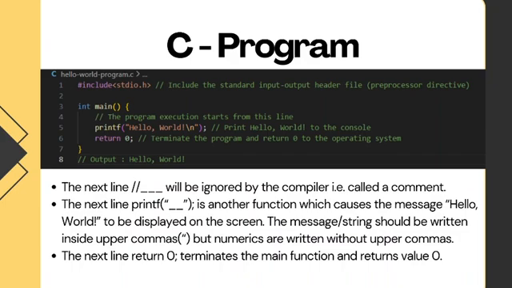The next line with the double slash will be ignored by the compiler, that is called a comment. The next line, printf followed by the brackets, quotes and a semicolon, is another function which causes the message hello world to be displayed on the screen. The message string should be written inside quotes, but numerics are written without quotes. The next line, return 0, terminates the main function and returns value 0.